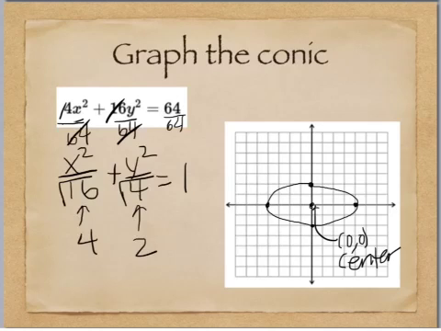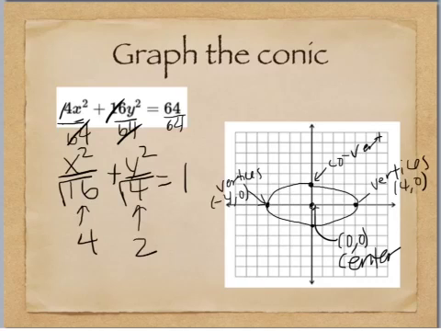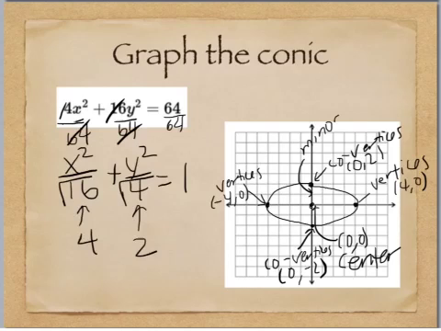We can label the vertices. The vertices are always on the longer side. And that's at negative 4, 0 and 4, 0. We can label the co-vertices because those are always on the shorter side. That's at 0, 2 and 0, negative 2. And then we need the minor axis. So this one is the minor axis. It's the shorter axis, remember. And the major axis. Remember, that's the longer axis.